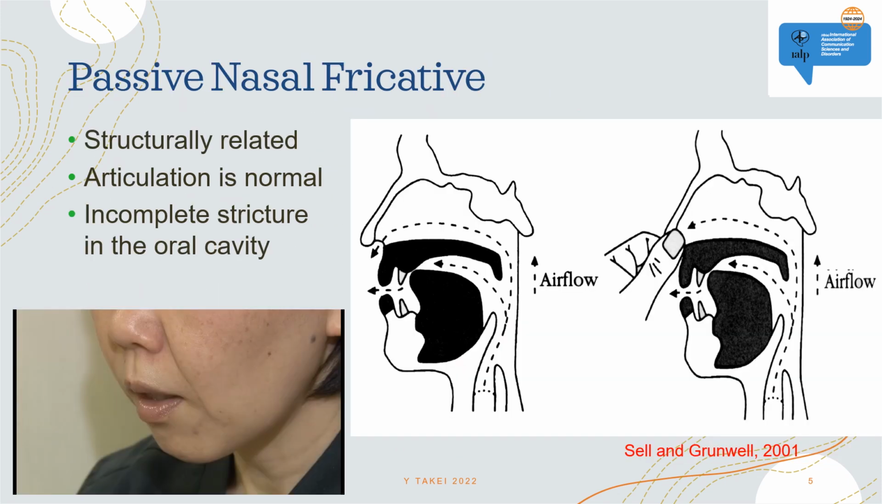Another situation where the nose holding test can be very useful is when distinguishing between passive and active nasal fricatives. Passive nasal fricative is structurally related, the articulation is normal, and as the red circle in the picture shows, the tip of the tongue is not in contact with the alveolar ridge, meaning that the air comes out orally when the nose is occluded.